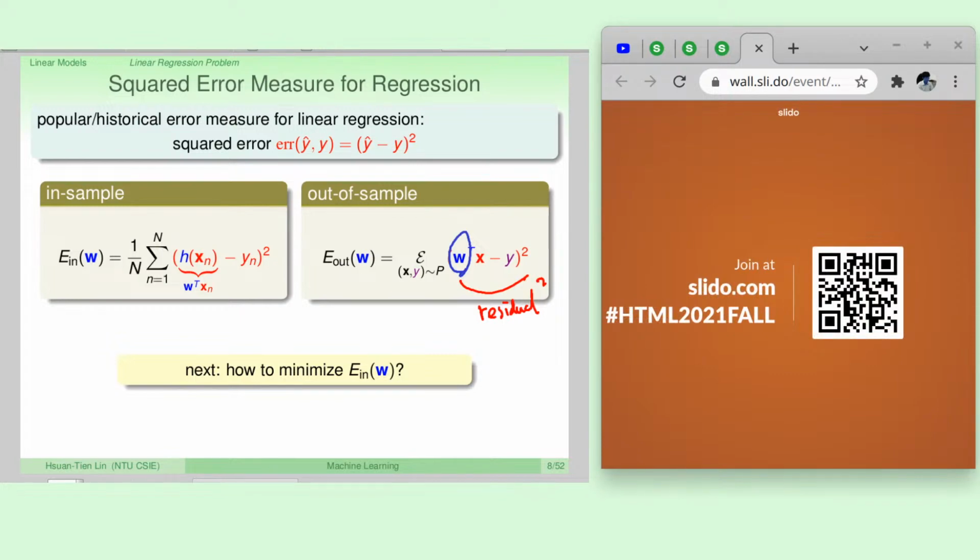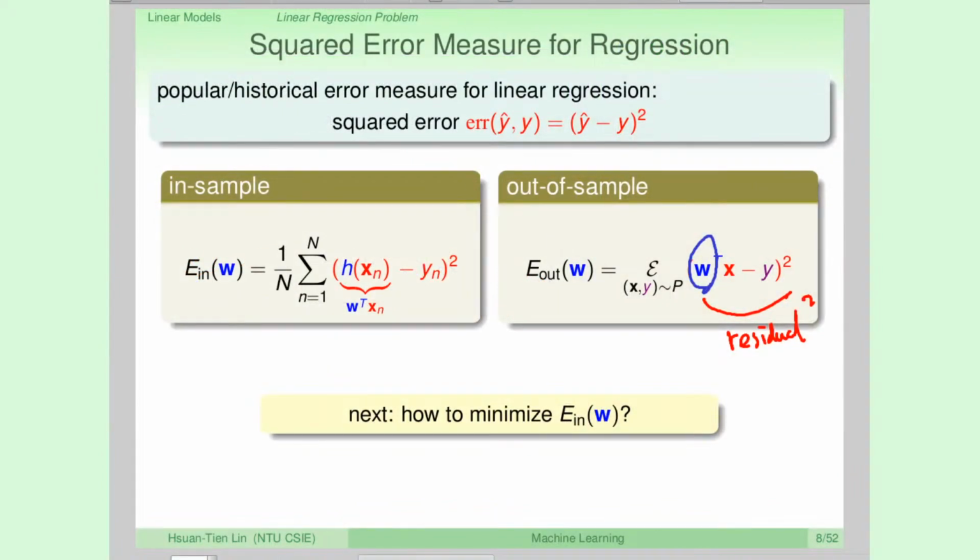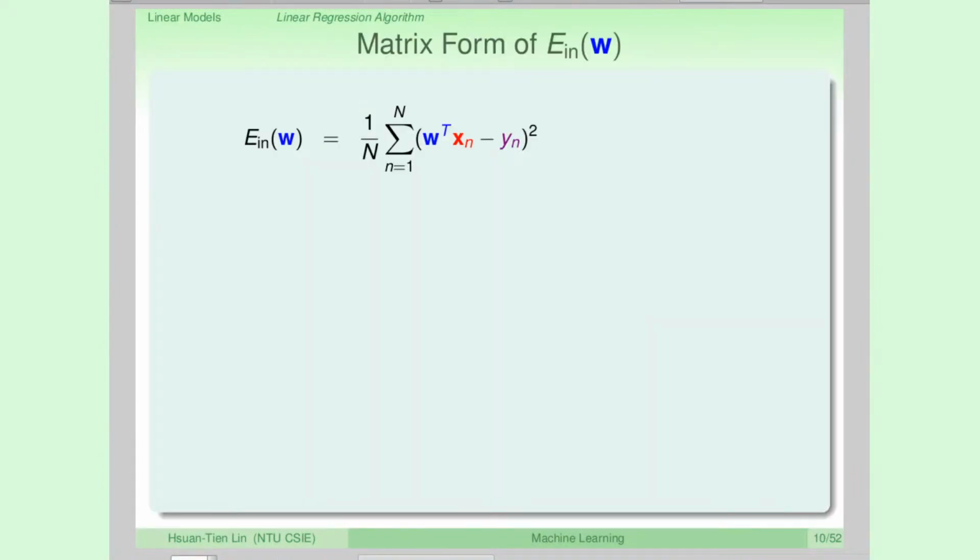Okay, great. Now let's check the next part. So our next task: optimize E-in. How do we do that? We have the formula for E-in. It's an unconstrained optimization problem.